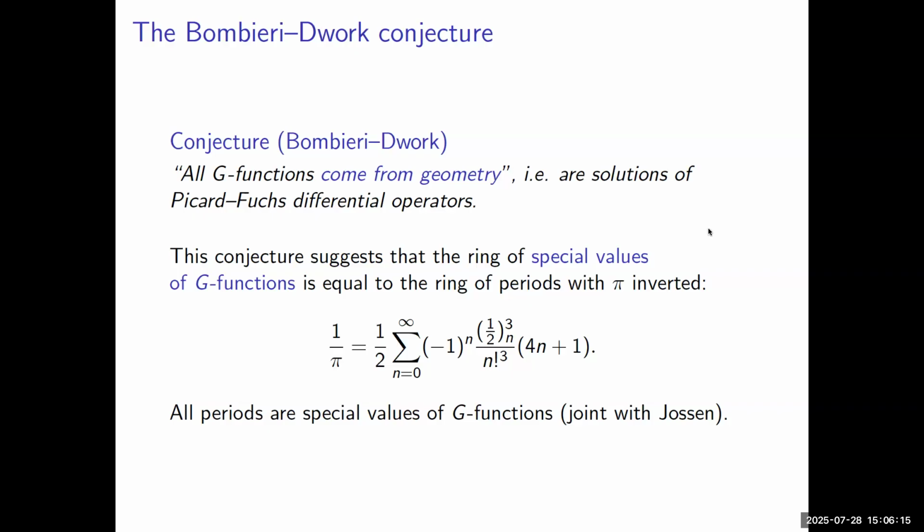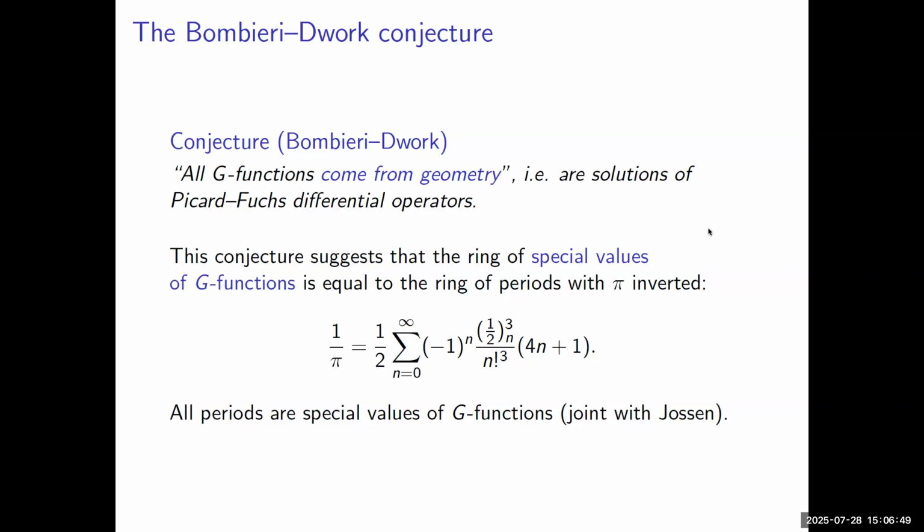One thing that this suggests, for example, is that if you look at special values of G functions, so you evaluate at a non-zero algebraic number inside the radius of convergence, this should be equal to the ring of periods. Actually, something funny happens, so you need to invert pi. 1 over pi is not expected to be a period, but you have a lot of formulas by Ramanujan of this kind, which show that 1 over pi is a special value of a G function, even a hypergeometric one.